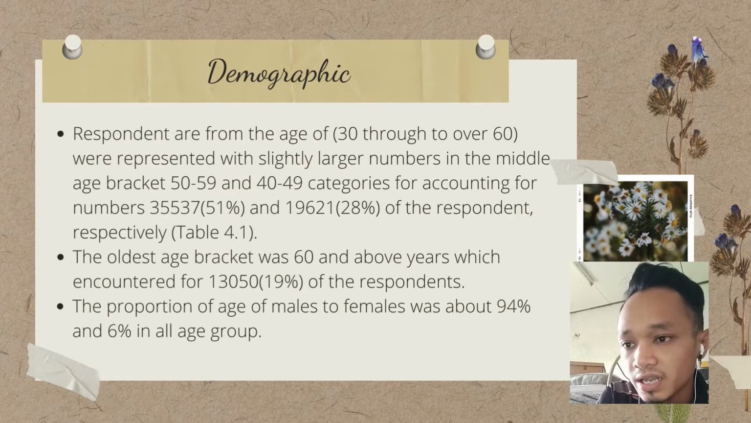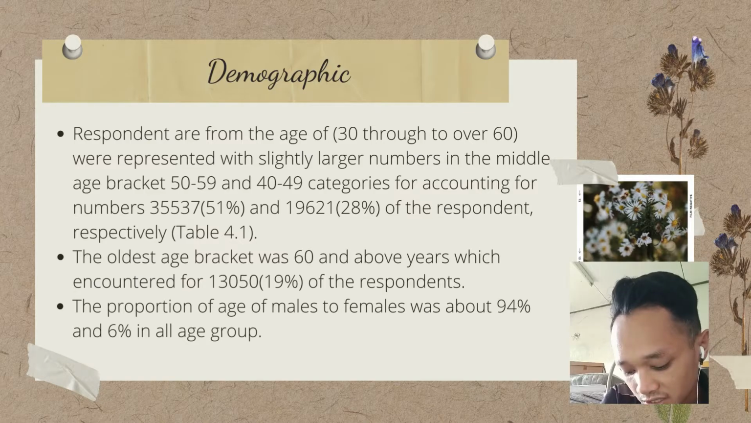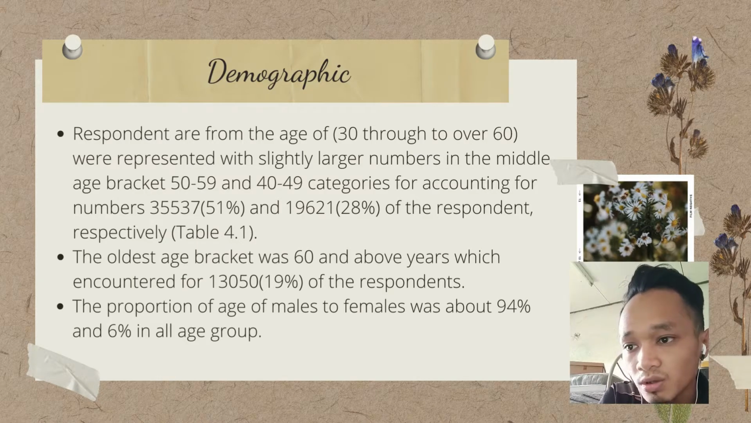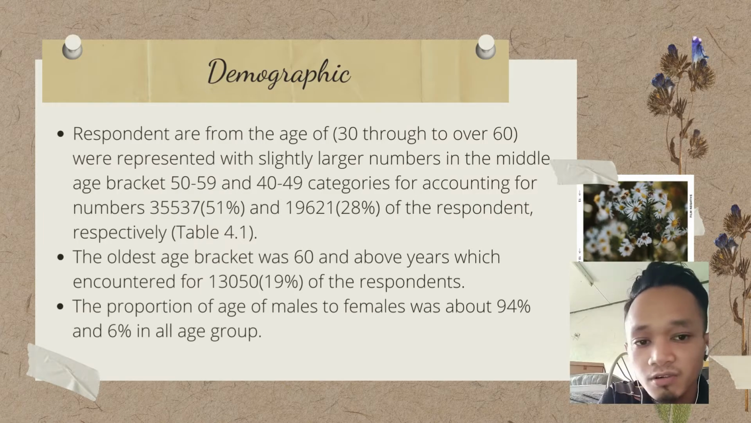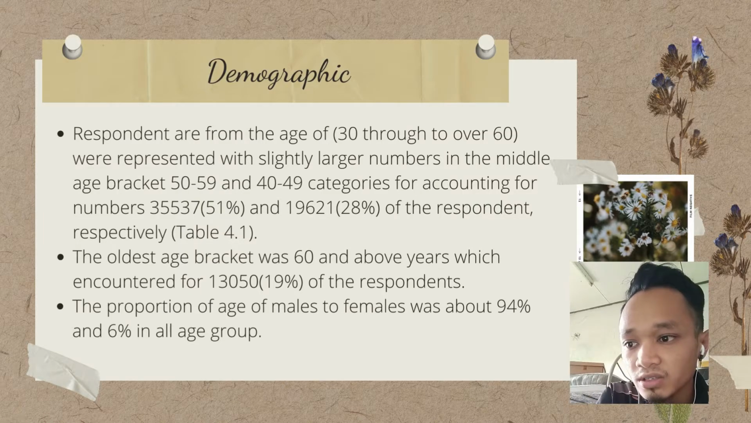I will present the analysis and result. Based on the heart disease prediction system, data mining, for which we use the Orange application. For the demographic, respondents of all ages from under 30 to 60 were represented, with slightly larger numbers in the middle age brackets, which are 50 until 59 and 40 until 49, accounting for 51% and 28% of the respondents respectively, as shown in table 4.1. The age bracket of 60 and above accounted for 19% of the respondents.